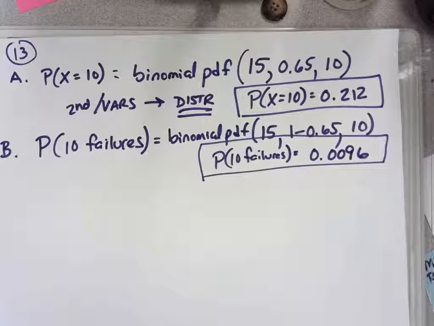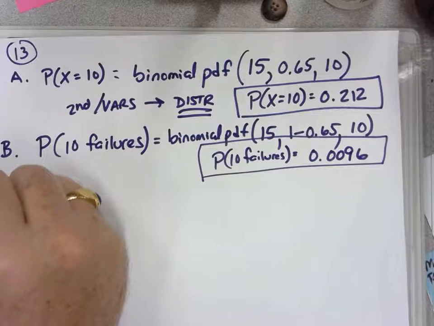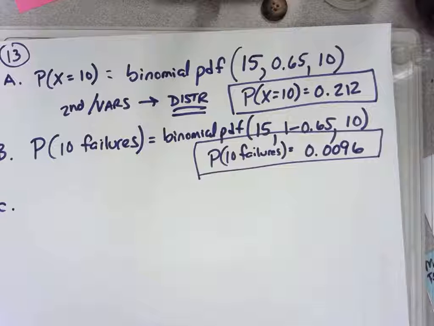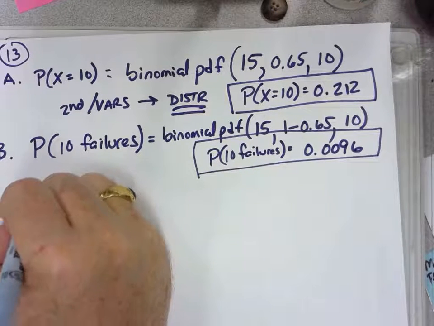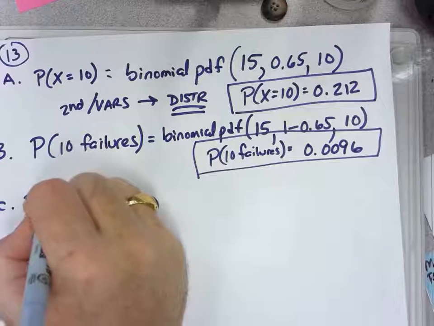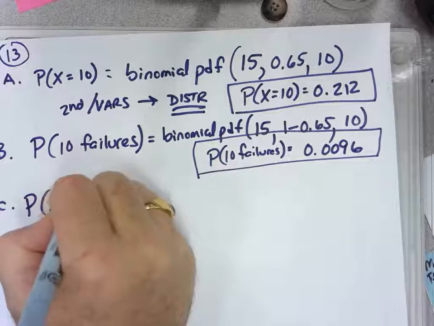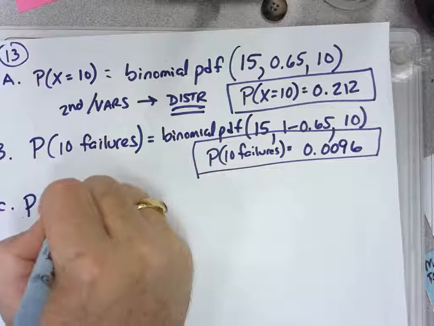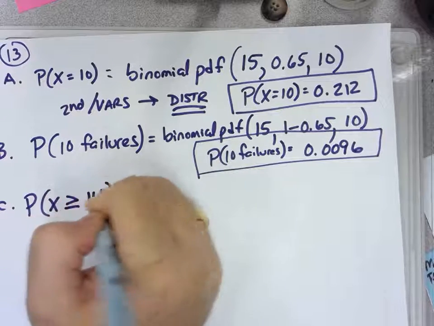All right. Next question. This is 13C. 13C is what's the probability of at least 14 successes? The probability that X is greater than or equal to 14.